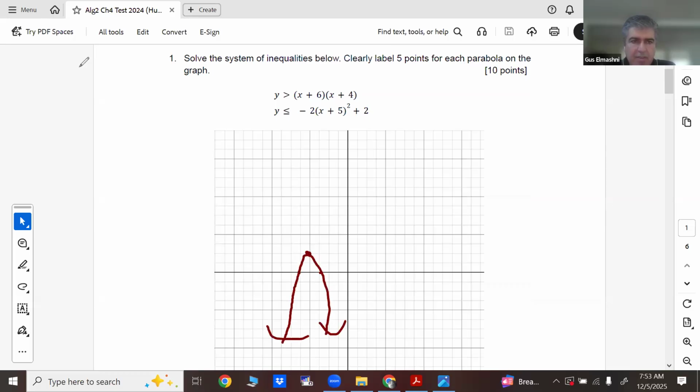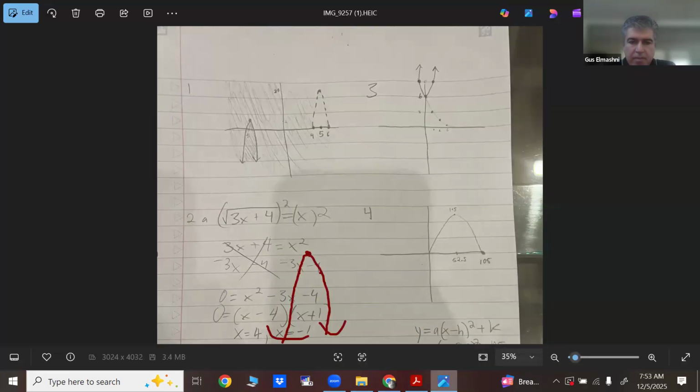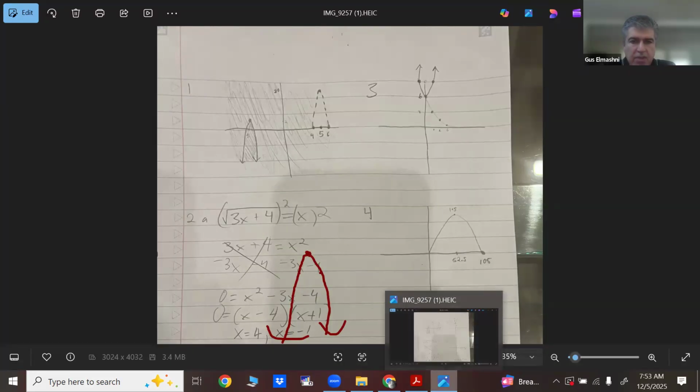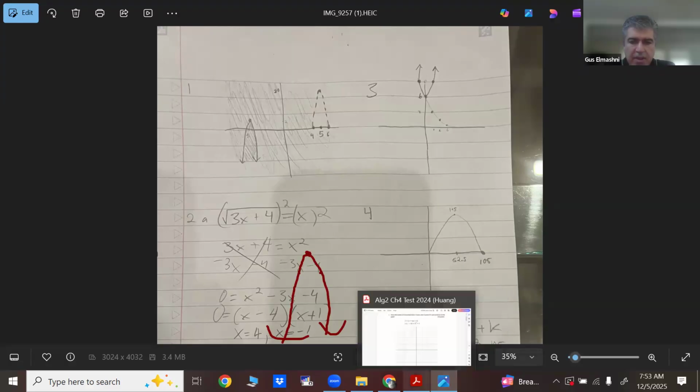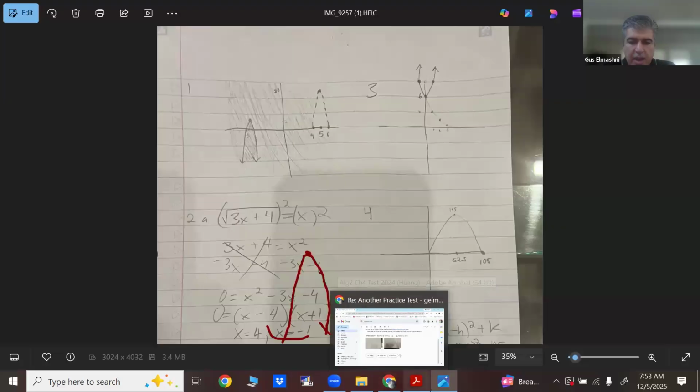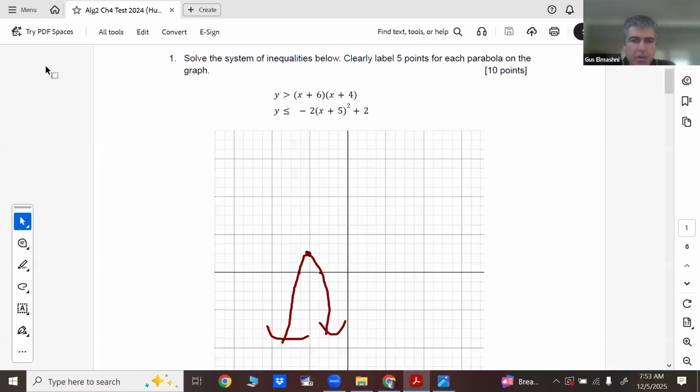So -5, 2 is right here, and it's pointing down, and it's solid. Just need that. And looking at your response, actually, never mind. That is fine. Okay, I take it back. That was actually fine. The other graph was wrong. So those x-intercepts are -6 and -4, not +6 and +4, right? You got to put -6 and -4. Please be mindful about that.